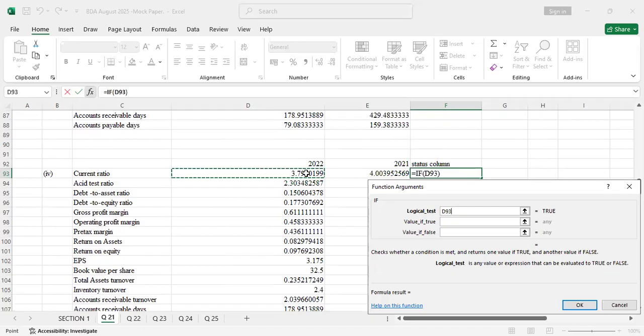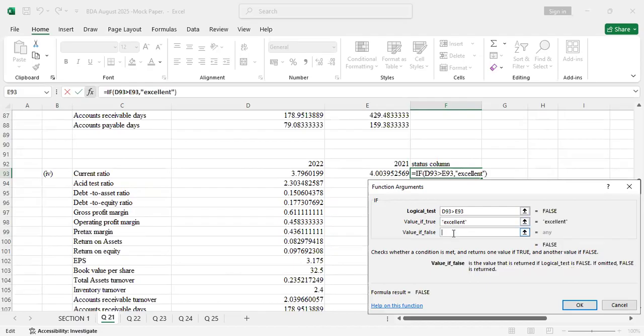So I'll click that. If it is greater than 2021, so I'll type greater than, than the value for 2021. And that already is telling me false, which is okay. Value if true: if 2022 is greater than E93, then value if true is what? Excellent. So that's an excellent performance. If values for 2022 are greater than 2021, that's the logical test.